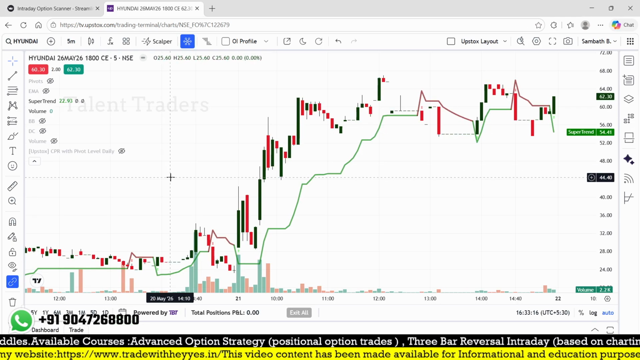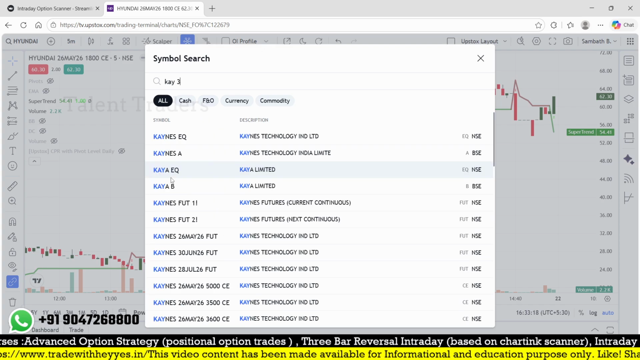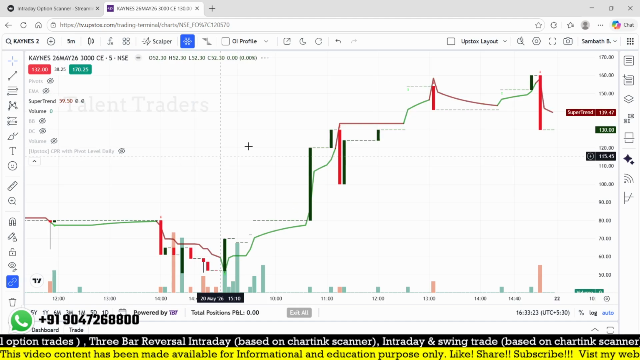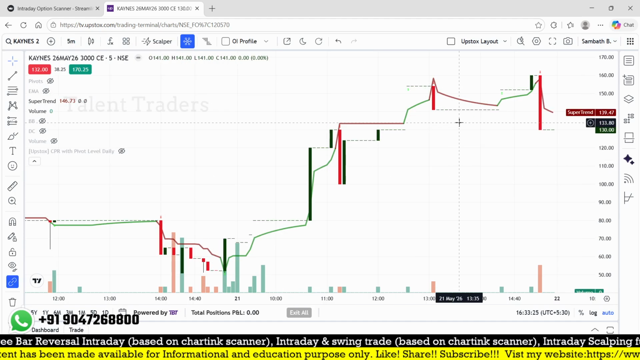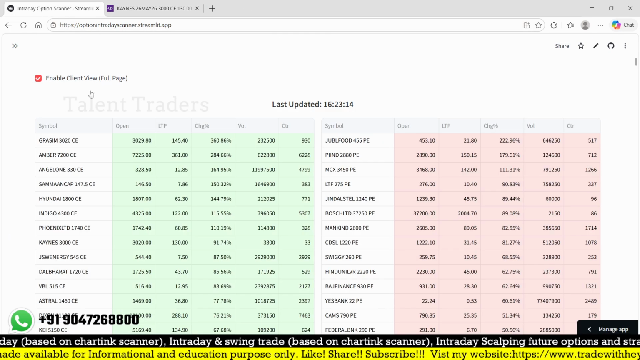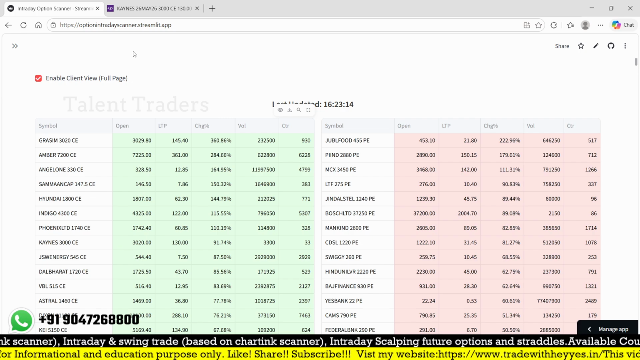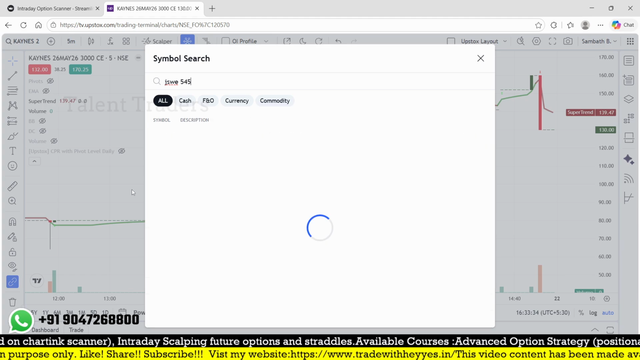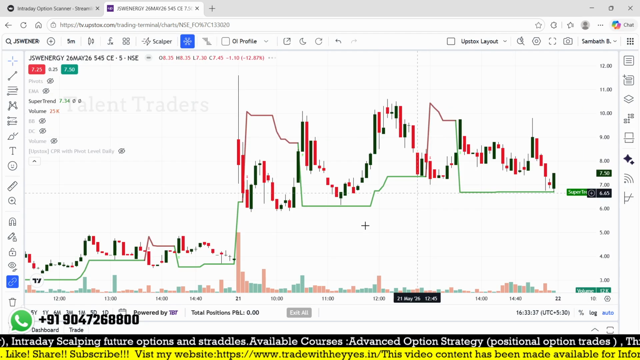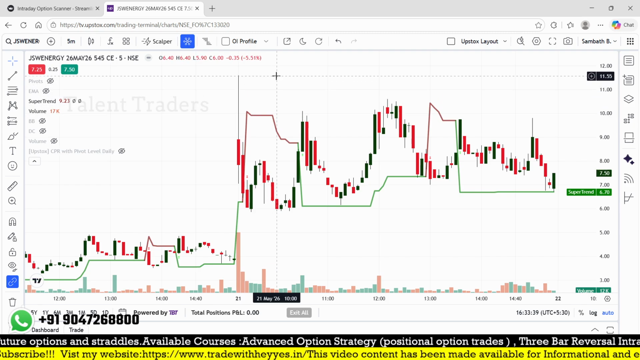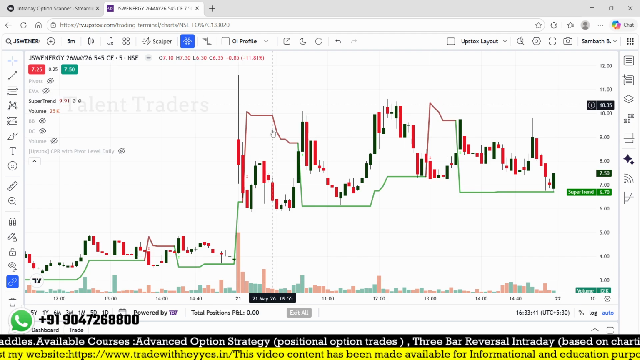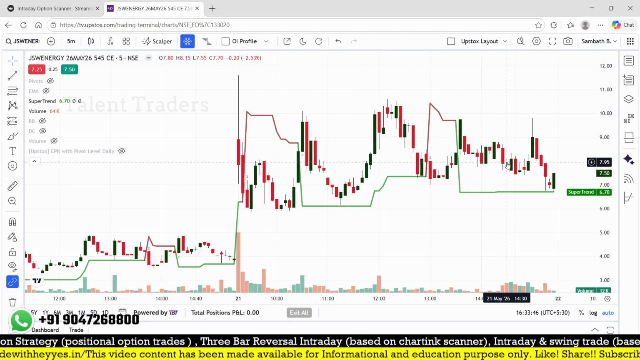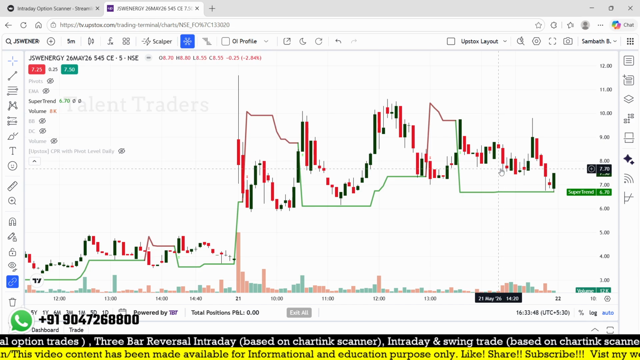3000. Look at this, the liquidity issue, because not many contracts are traded. But the next one, JSW Energy 545. Look at this, although it is not giving you a 5-minute breakout or even a 15-minute breakout, it's a huge gap, and it was still trading very liquid. If you find any opportunity, we can try here.